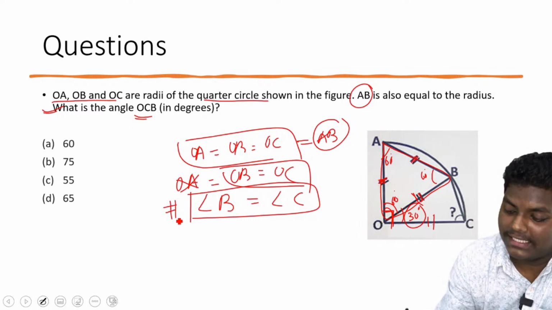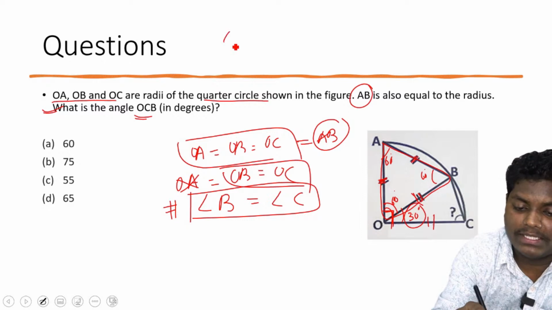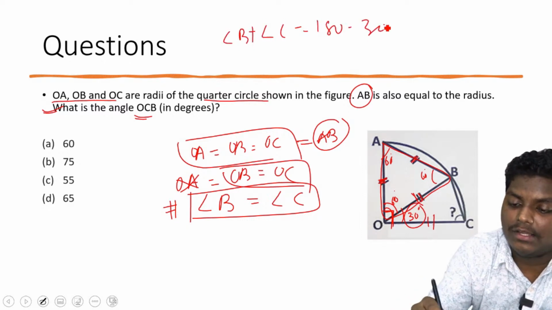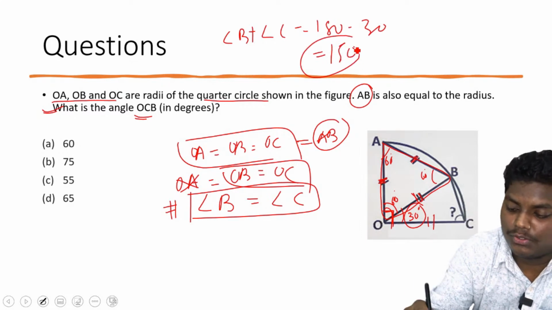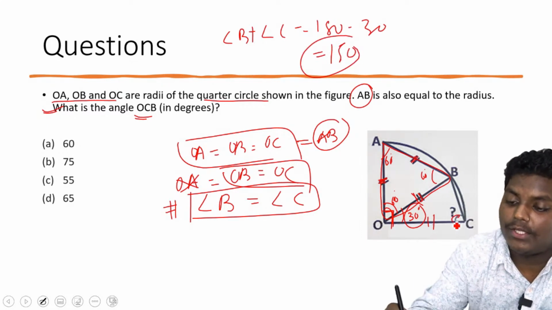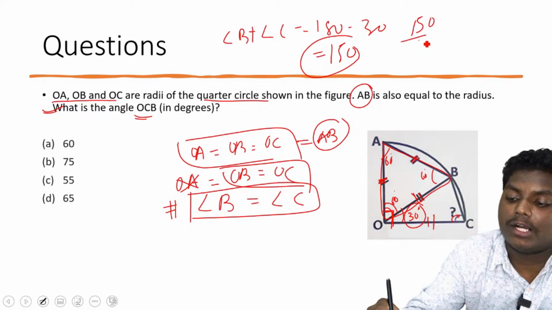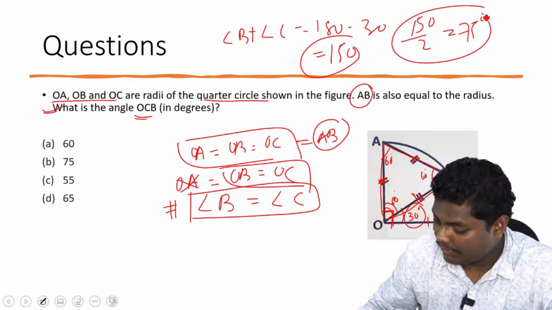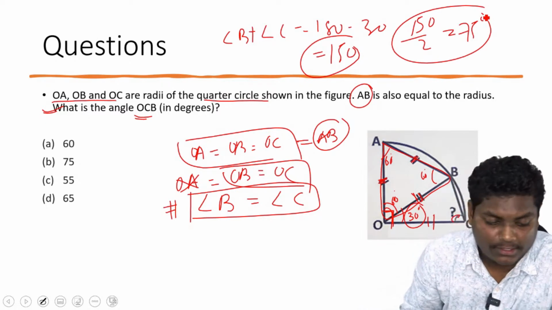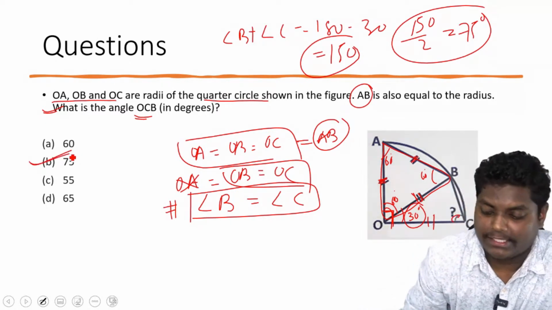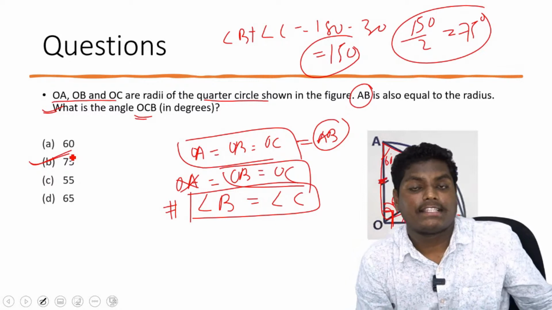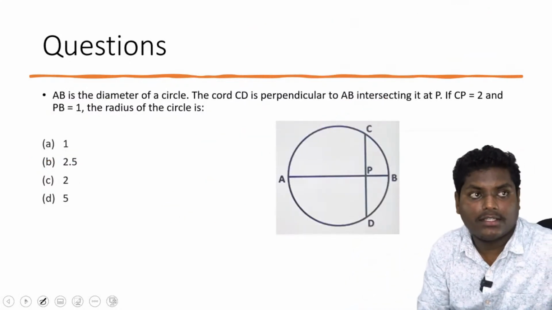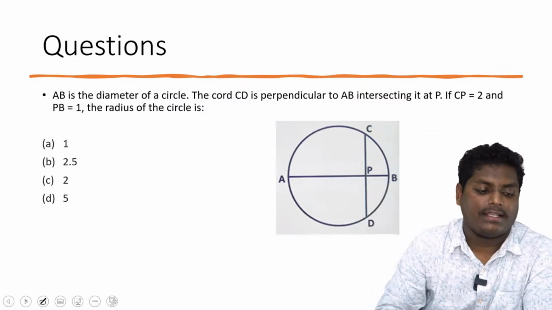So if this angle is 30, then angle B plus angle C will be 180 minus 30, which is equal to 150. They are asking us angle OCB, so basically it will be 150 upon 2, which is 75 degrees. Is this clear for everyone? Great, Subra. 75 degrees. So the correct option is 75 degrees. Okay.